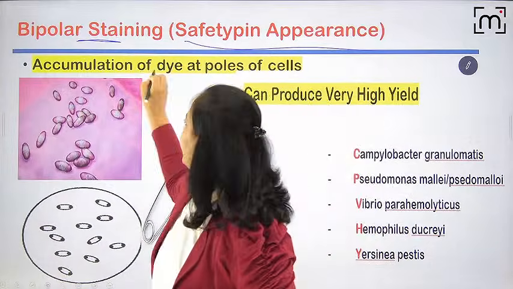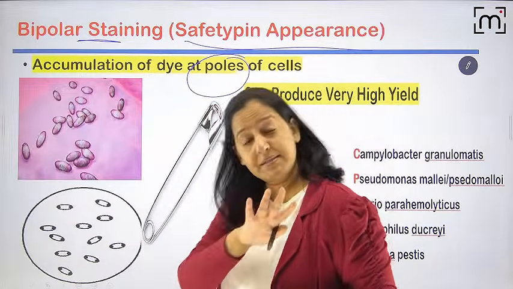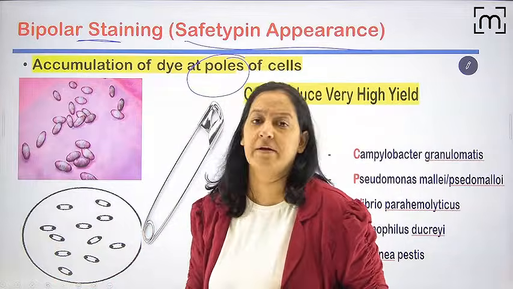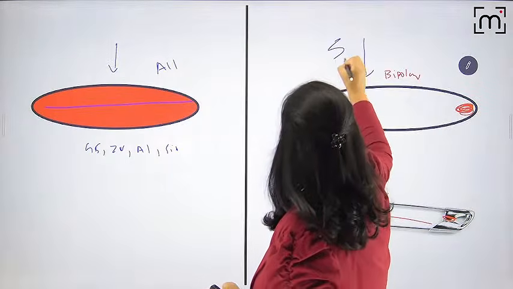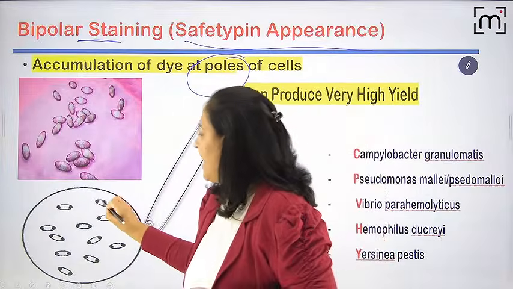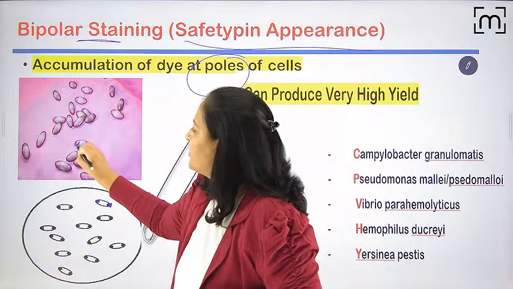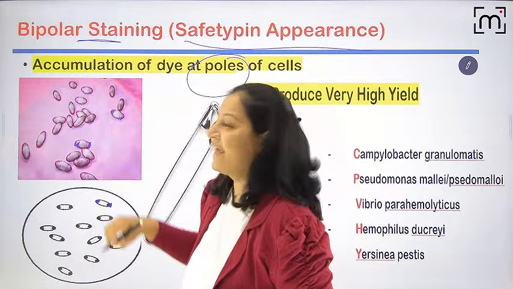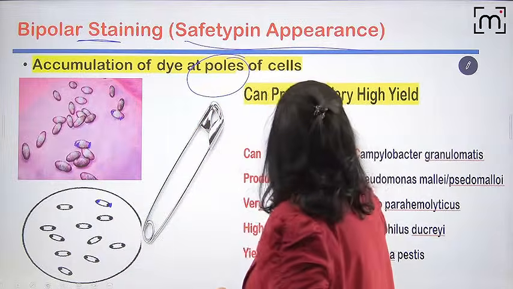So here the stain accumulates at the pole. It is not uniform. In all stains it is there. There are only 5 bacteria in which this happens. These are the 5 exceptional bacteria. See, this image is coming in the exam. Appreciate the bipolar staining, the safety pin appearance. What are the 5 bacteria?